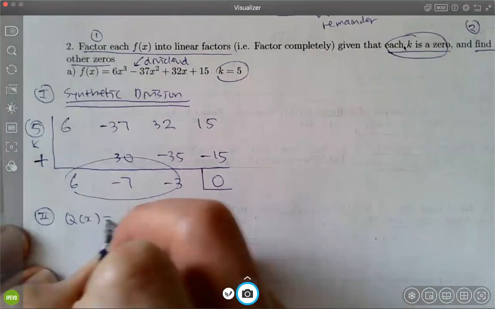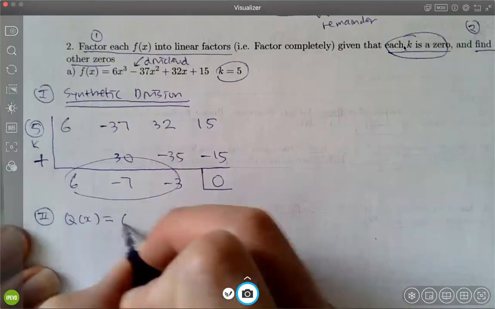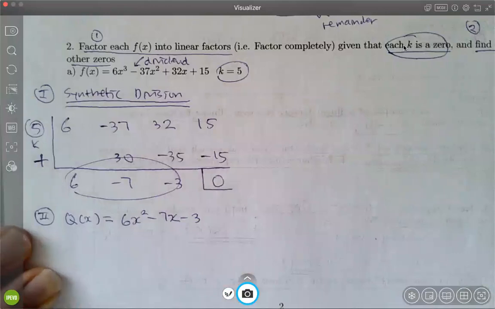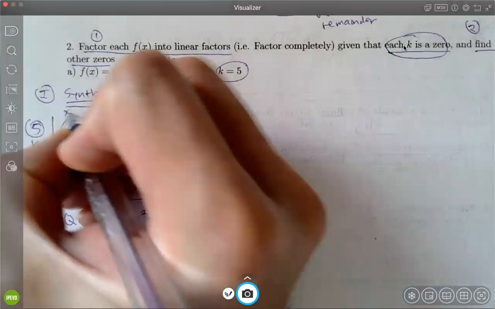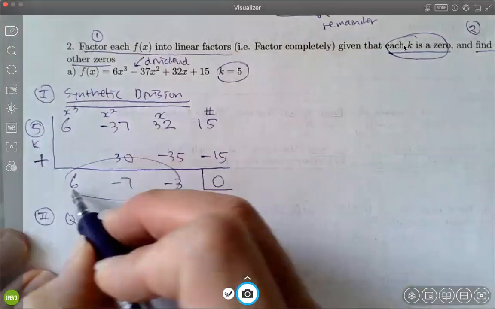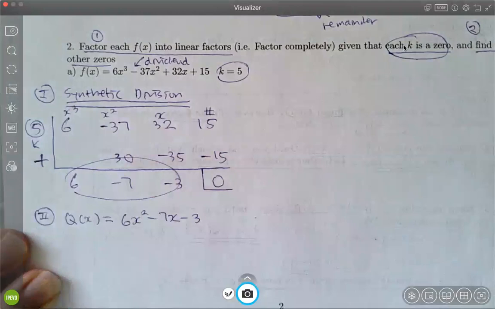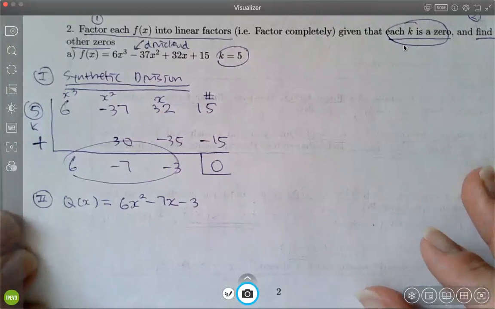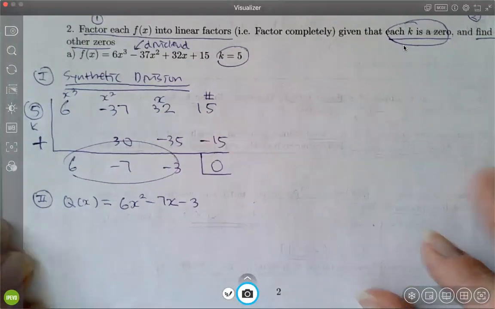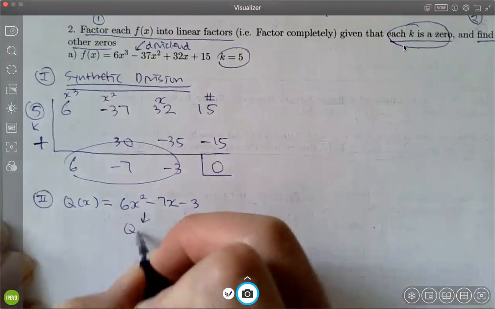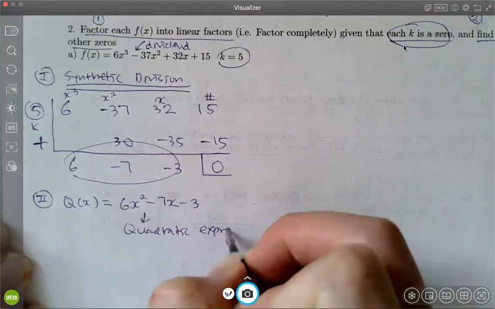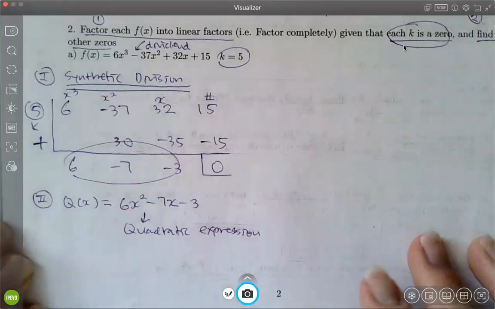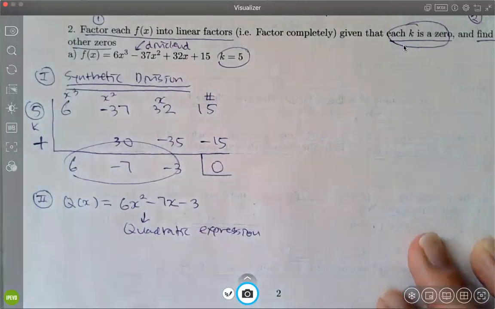The quotient is 6x squared minus 7x minus 3. Remember, for the quotient, we decrease the exponent by 1, right? So here it's like x cubed, x squared, x and number. So that will be x squared, and that will be the x, and that will be the number, right? So that is the quotient. And now what do you notice here? This is a quadratic expression, right? Like I said on the previous page, whenever you get a quadratic expression, you always have to ask yourself, can I factor this?